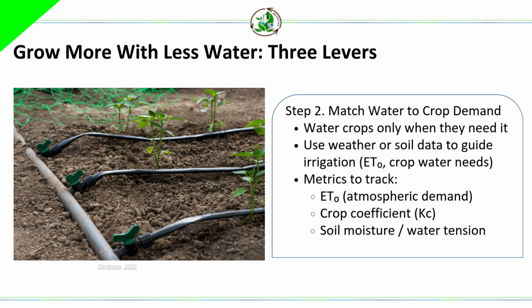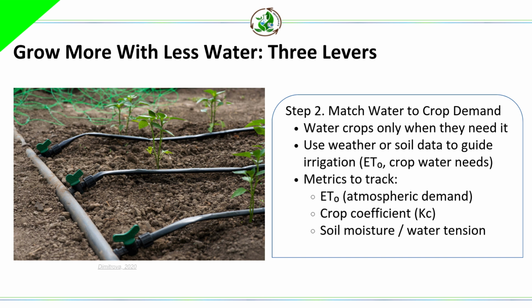Step 2 is to match water to crop demand. This means only watering crops when they actually need it. Farmers use weather or soil data to guide irrigation. For example, ET0 tells us how much water the air is pulling from crops, and crop water needs tell us how much each plant type requires.